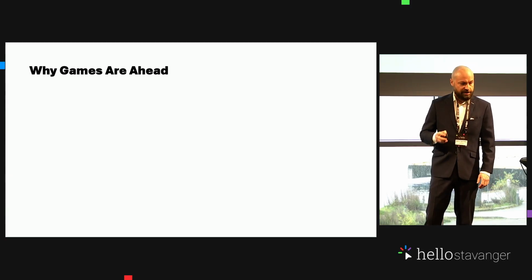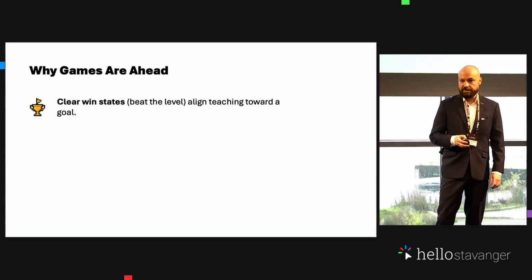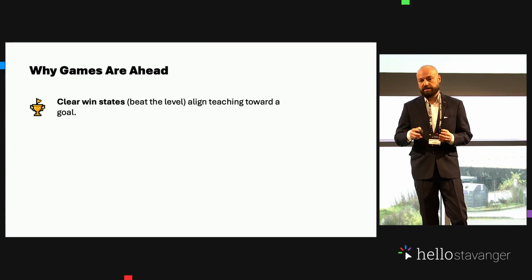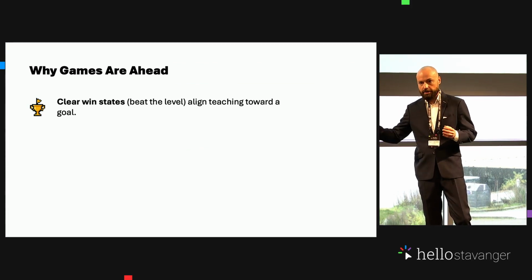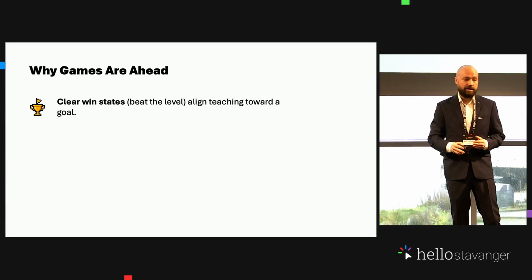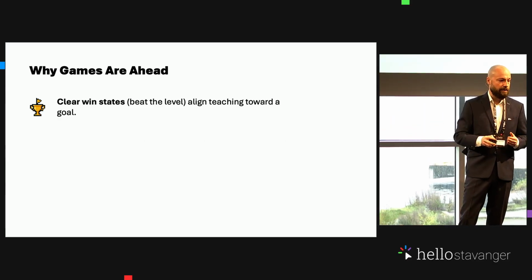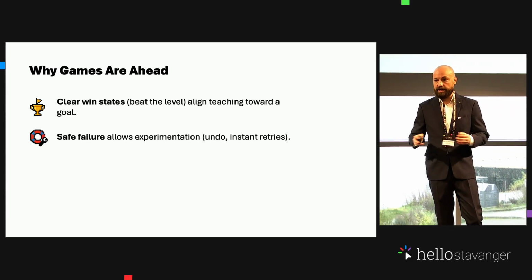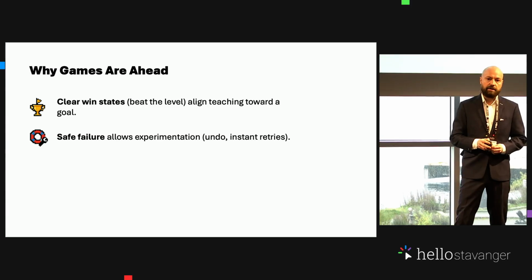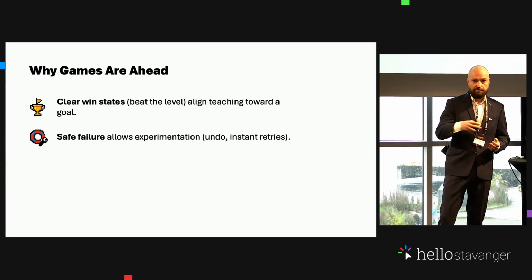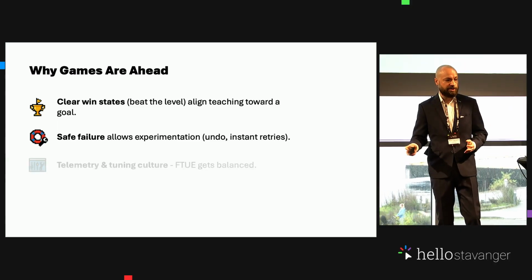Now, why are games ahead? So there are clear win states. It's pretty easy for a game to tell the story of, okay, you're going here, this is the goal currently, maybe the goal expands, and it becomes more interesting over time. They have safe failure environments, so you can try and try again. Usually you know that if you die in a game, you can start over, you maybe go a few steps back, but you don't have to worry too much.